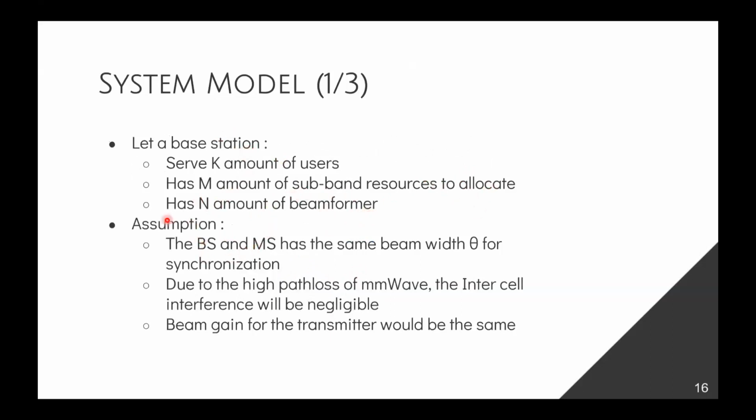And these are the assumptions that are used by this model. So the base station and mobile station will have the same beam width for the synchronization, with the width of theta. And due to the high path loss of millimeter wave, the intercell interference will be negligible and will not be discussed in this model. And then the beam gain for the transmitter and receiver would be the same.